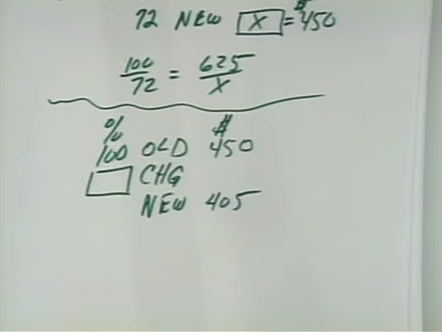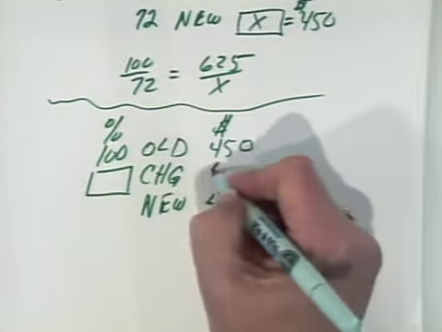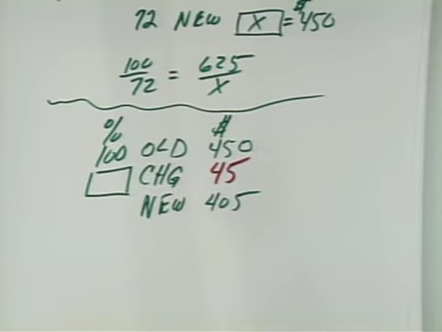What do we have to do next? Anyone got an idea? Figure out what to change from 450 to 405. Thank you. Figure out the change, the amount of money they need to discount. They need to come down how many more dollars? 45. They need to come down $45. So we make that calculation and put in $45 right there.